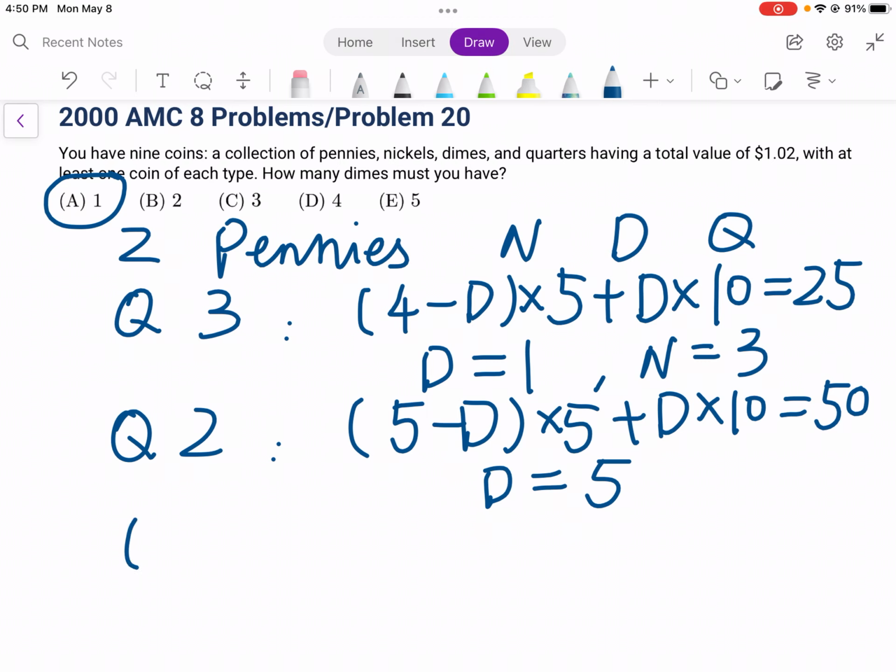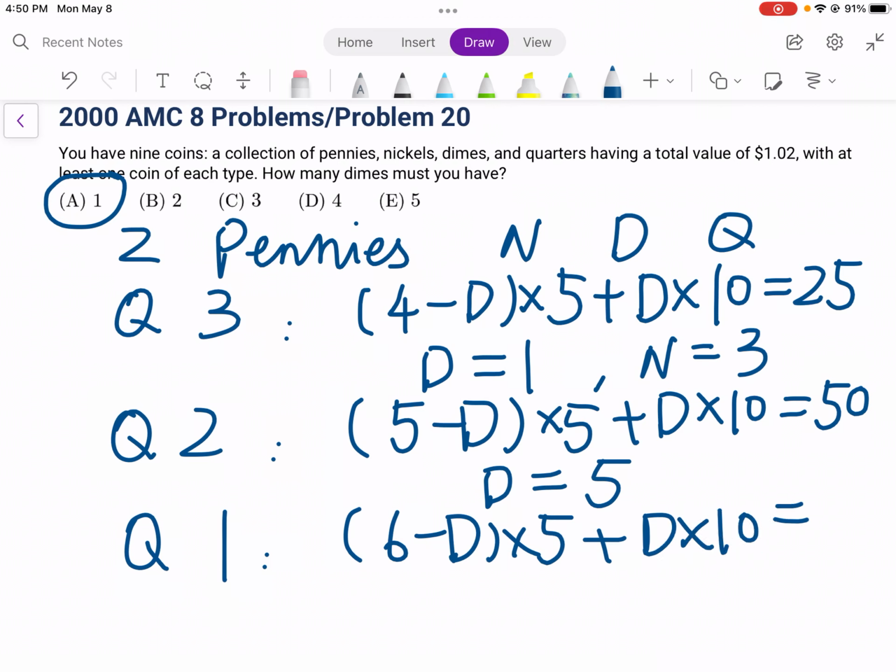And then we consider Q equals 1. Assume we only have 1 quarter. Do we have any meaningful solution in this case? If we have 1 quarter and 2 pennies, then the sum of nickels and dimes will be 6. So we have 6 minus D, that's the number of nickels, multiplied by 5, plus D multiplied by 10, equals 75 cents. That's the total value of the nickels and dimes.